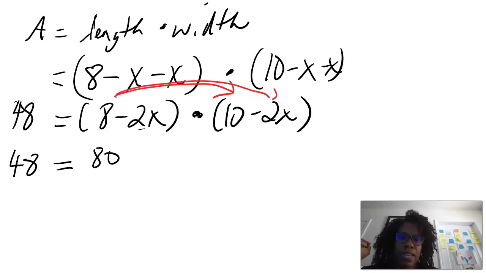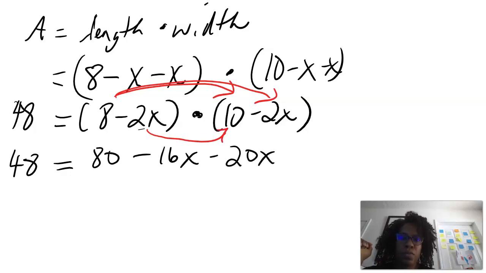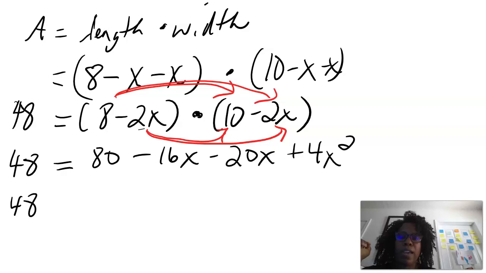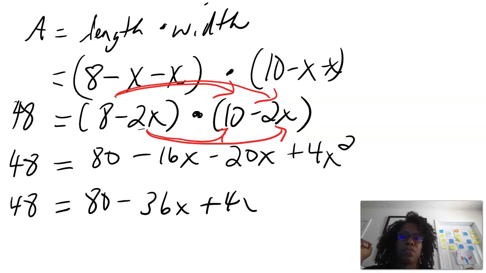8 times negative 2x is negative 16x. Now I'm going to distribute the inside. Negative 2x times 10 is negative 20x. And then negative 2x times negative 2x is positive x squared. So we have 48 equals 80 minus 36x plus 4x squared.